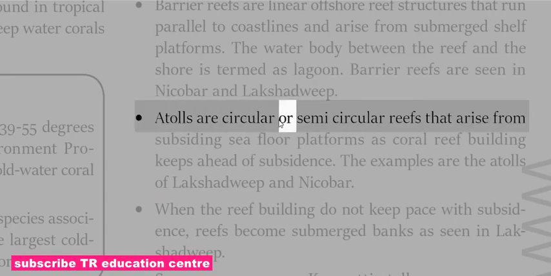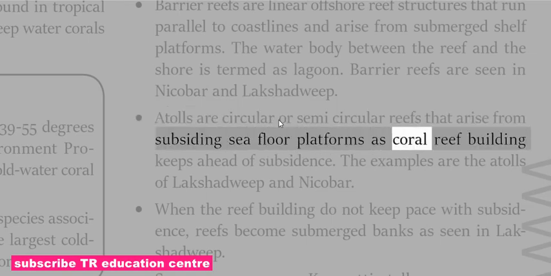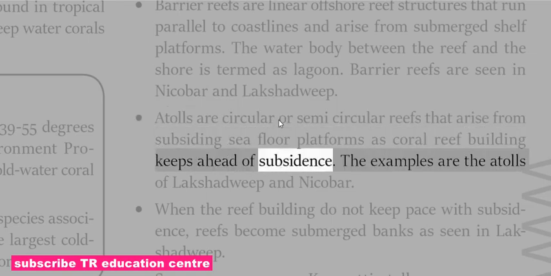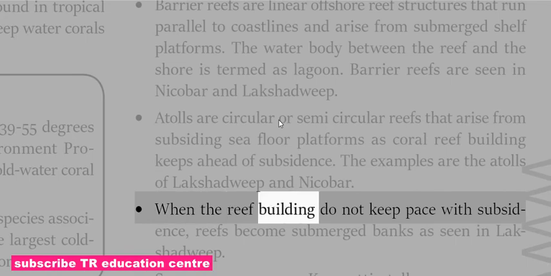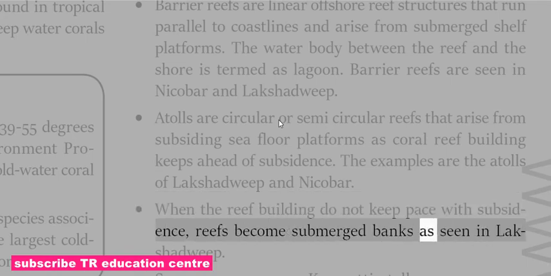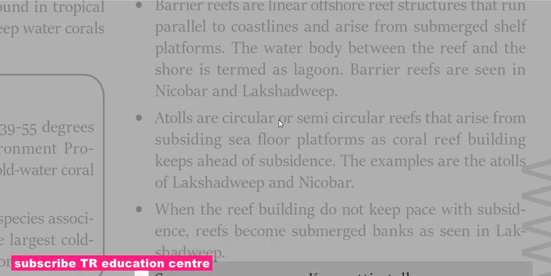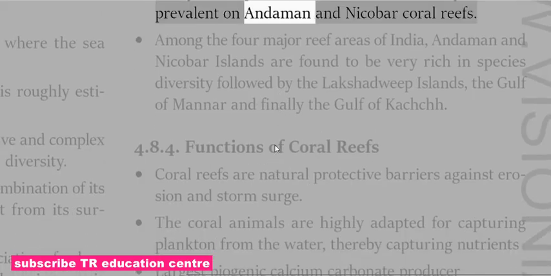Atolls are circular or semicircular reefs that arise from subsiding seafloor platforms as coral reef building keeps ahead of subsidence. The examples are the atolls of Lakshadweep and Nicobar. When the reef building does not keep pace with subsidence, reefs become submerged banks as seen in Lakshadweep. Seagrasses grow on Kavaratti Atoll, mangroves are prevalent on Andaman and Nicobar coral reefs.